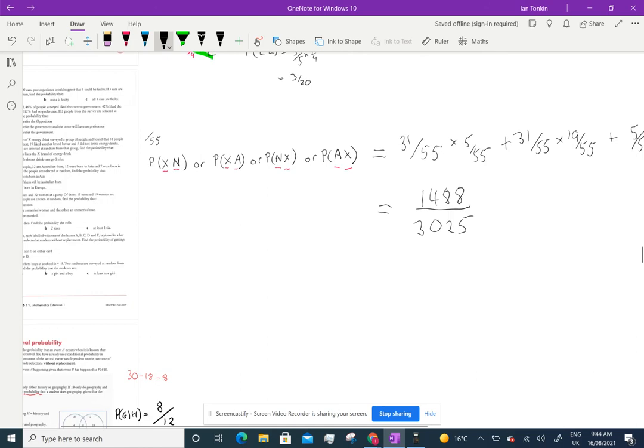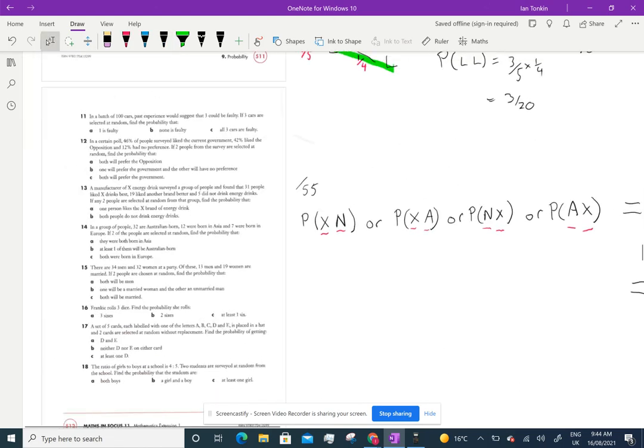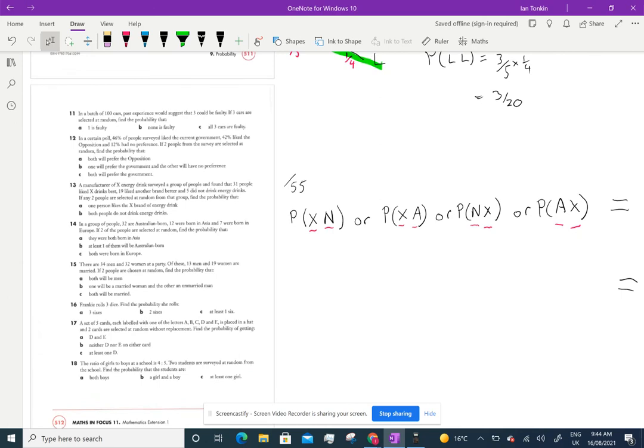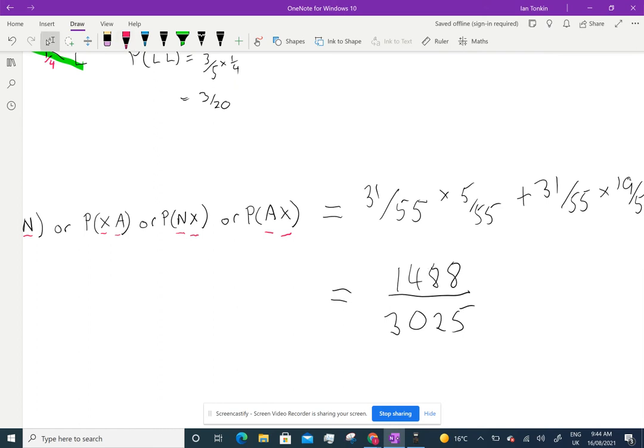Now, I actually disagree with this answer because I'm assuming that this is a closed group. So don't take this on board. I reckon this is a closed group, and that should be 5 on 54, because once you take one of the people out, there's only 54 people because you've already taken one out. But that's not how the textbook's doing it. So ignore that. I reckon every second one in those should be out of 54.